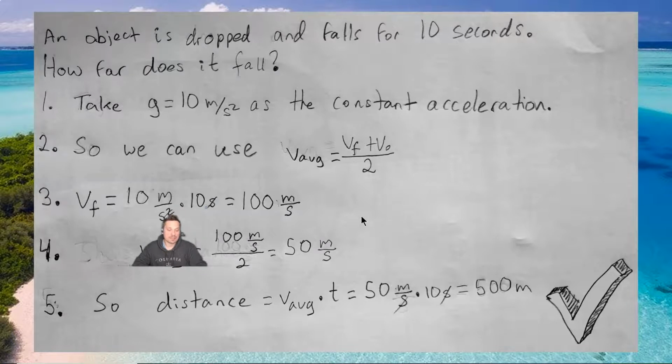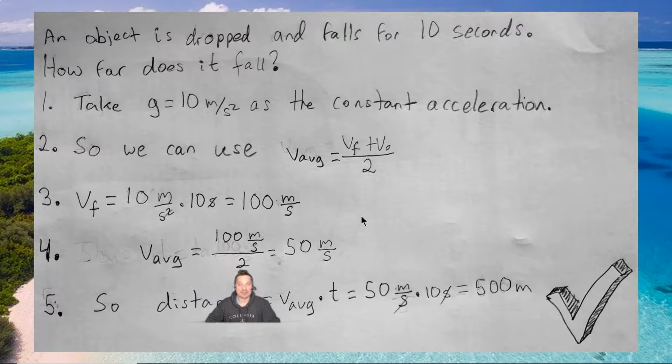You're going to cancel a second from here, and cancel that second, and it's going to tell you that you have 10 times 10, so that's 100 meters per second. So at the end of the 10 seconds, it's traveling at a velocity of 100 meters per second. Now you have to find the average based on this. I'm going to take the average simply by taking the final and dividing by 2, because the initial is 0. That tells me an average velocity of 50 meters per second.